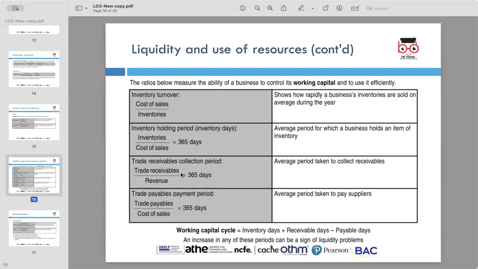Trade payable payment period measures the average number of days a company takes to pay its suppliers. This ratio assesses how efficiently the company manages its trade credit terms with suppliers. A longer payment period may indicate favorable terms with suppliers, but could also suggest cash flow management strategies.